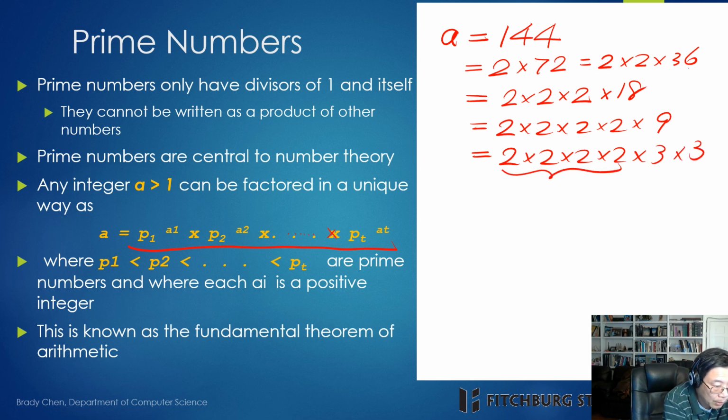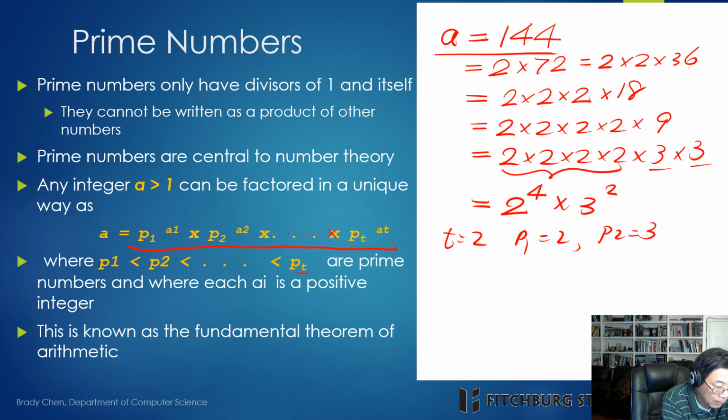We can combine this together. This becomes 2 to the power 4, times 3 times 3, that's 3 squared. So we can write a as the product of 2 to the 4 times 3 to the 2. In that case, the number t is 2, p1 is 2, p2 is 3, a1 is 4, and a2 is 2. And this is unique if we organize the base numbers in increasing order.